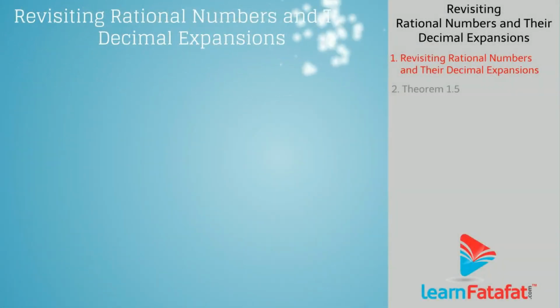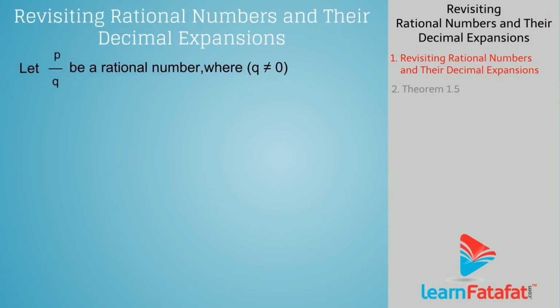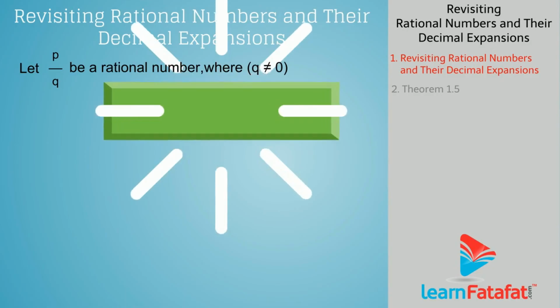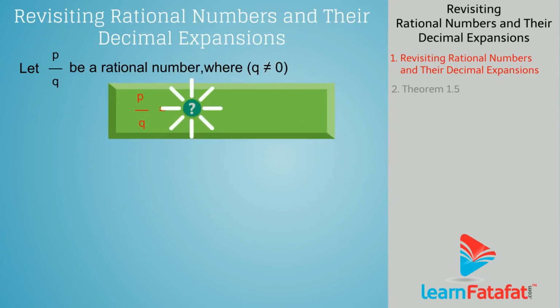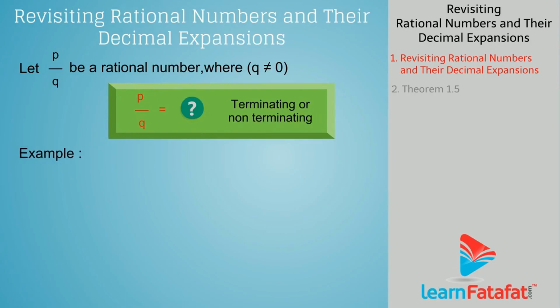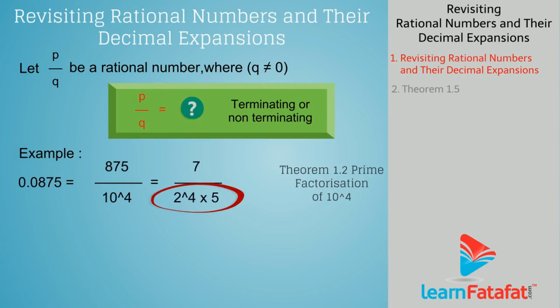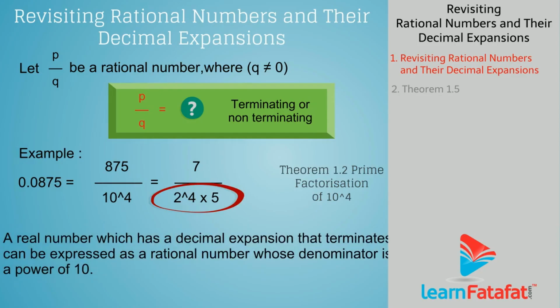Revisiting rational numbers and their decimal expansions. Let p/q be a rational number where q is not equal to 0. Here, we have to find when the decimal expansion of p/q is terminating and when it is non-terminating. Take an example. 0.0875 can be written as a fraction. A real number which has a decimal expansion that terminates can be expressed as a rational number whose denominator is a power of 10.